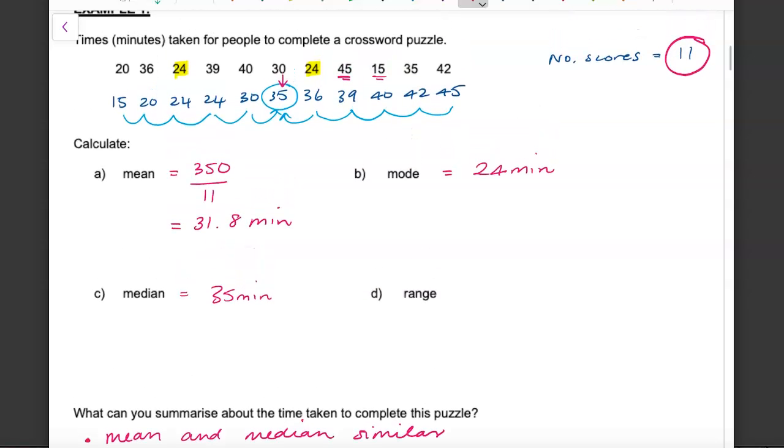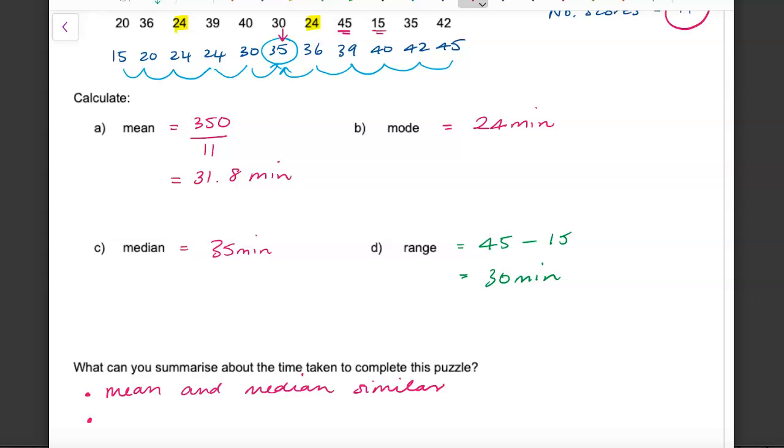Let's have a look now at our range. Our range is our highest score, 45, take our lowest score, and that's going to give us the range of minutes between the fastest person to complete the puzzle and the slowest person to complete the puzzle. You can see that we've got a difference of 30 minutes, so quite a difference here. And that's another observation or a summary that we can take.